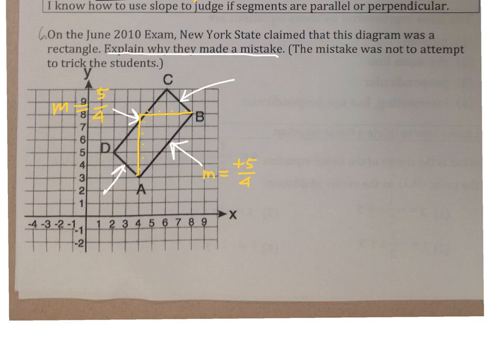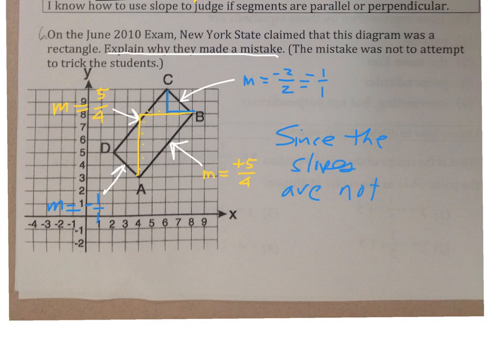Okay, so the slopes of the other 2 sides are down 2 over 2 for both. Down 2 over 2, which is exactly the same as saying negative 1 over negative 1. So we could say since the slopes are not negative reciprocals, the shape is not a rectangle because it doesn't have any right angles.